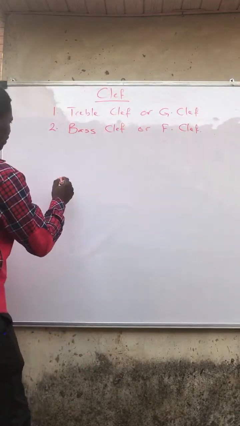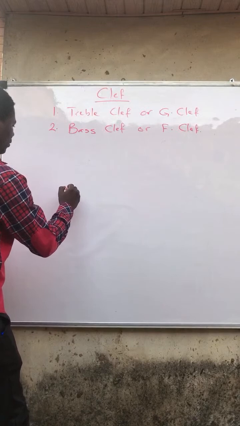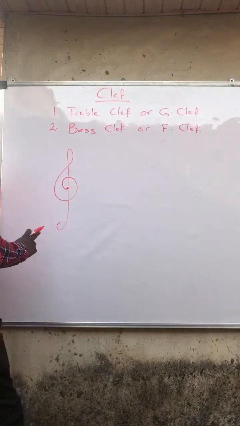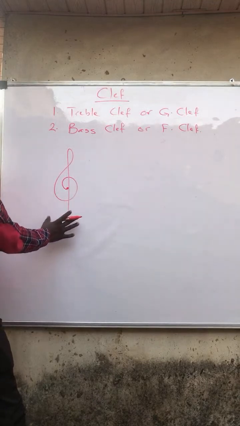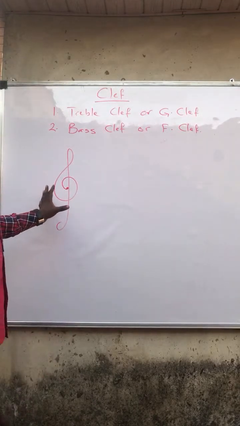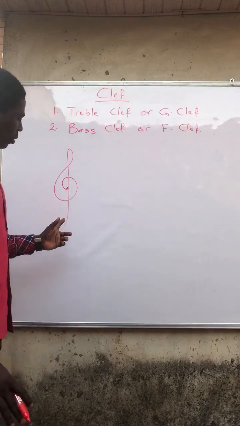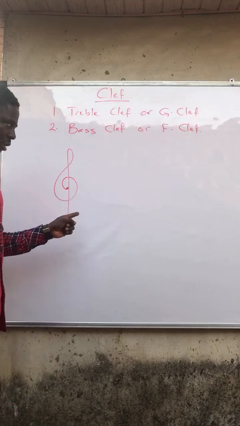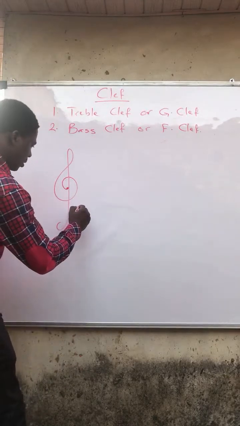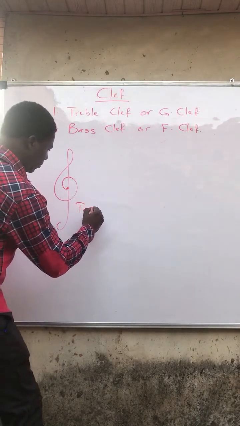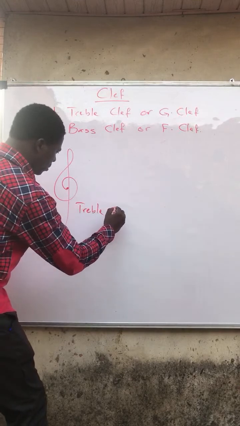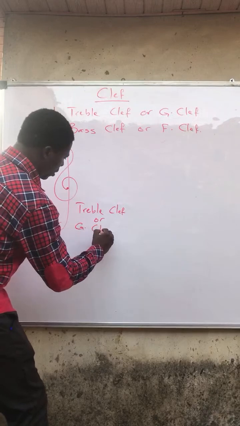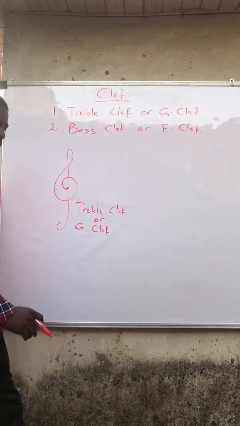How does it look? Treble clef. This is treble clef. So if you see something of this nature or you come across something like this, it is called treble clef or G clef. I hope you understand that.